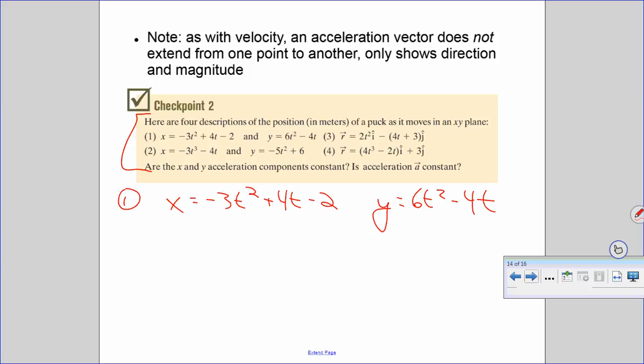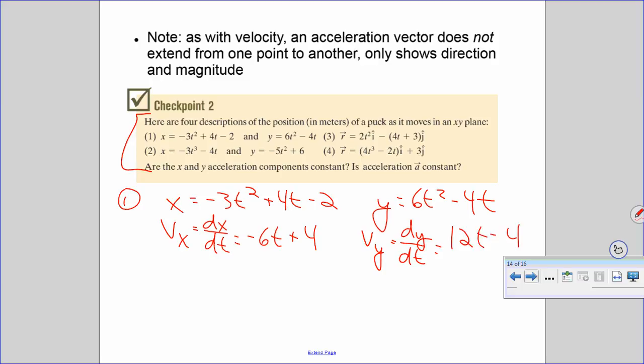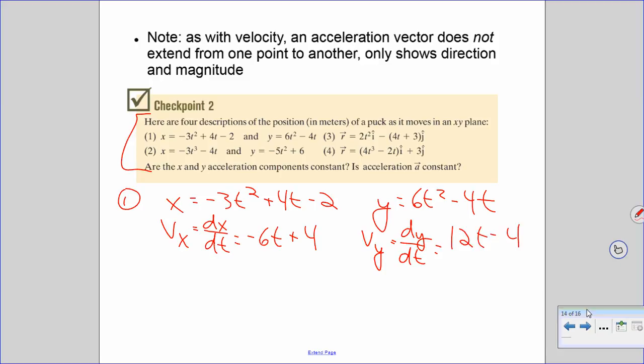What would we do? Just take your derivatives, right? So my horizontal velocity would be the derivative of x with respect to t. Take your derivative, so you get negative 6t plus 4, right? And my vy would be the derivative of y with respect to t, which is going to give me what? 12t minus 4, right? Good? So those are my velocities.